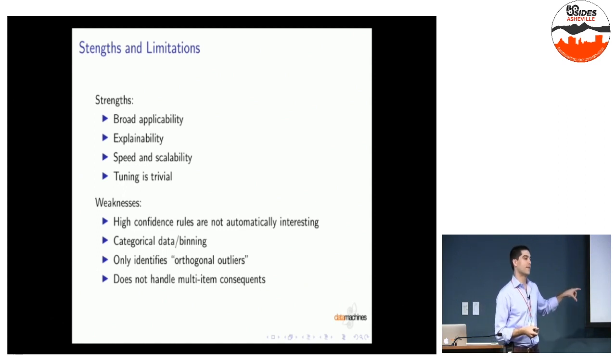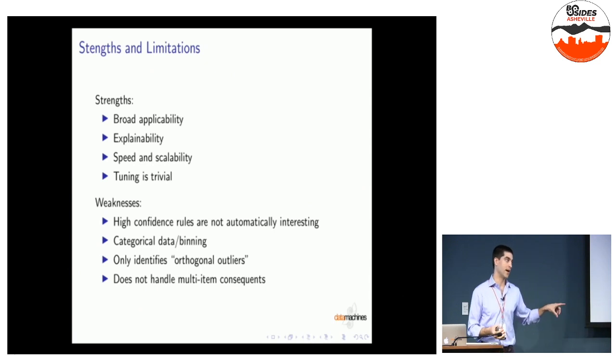This tool only identifies what I'll call orthogonal outliers. So I think of that as a strength, right? So we're looking for these anomalies that are only different in one way. They're not like broadly different than a set. If you have that kind of problem, like show me the things that are really, really weird, this isn't the tool for that. And as of yet, this whole setup, it doesn't handle a multi-item consequent.